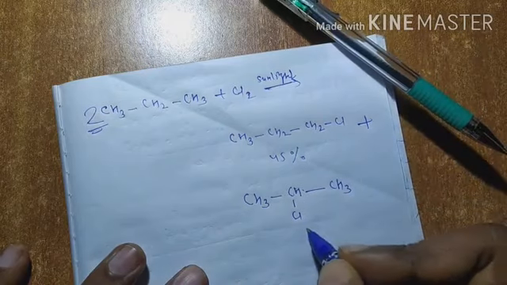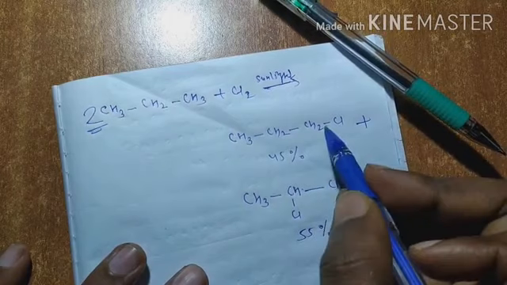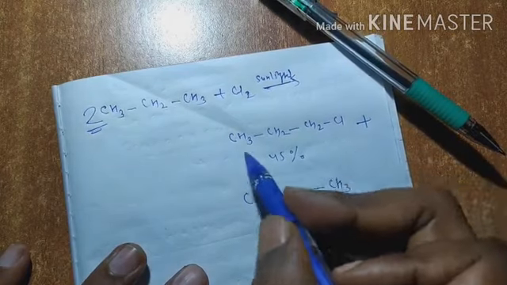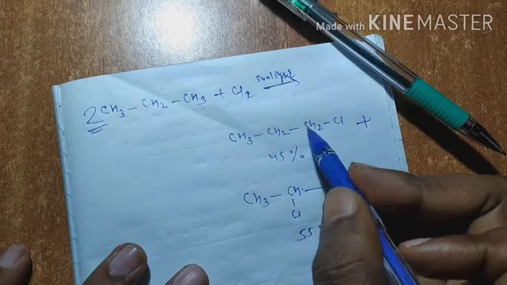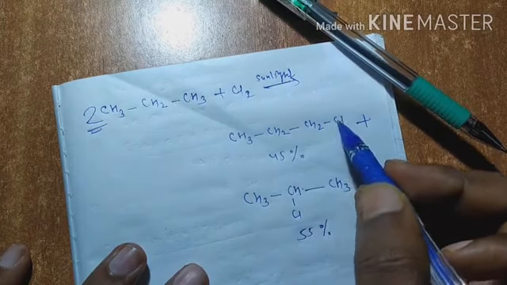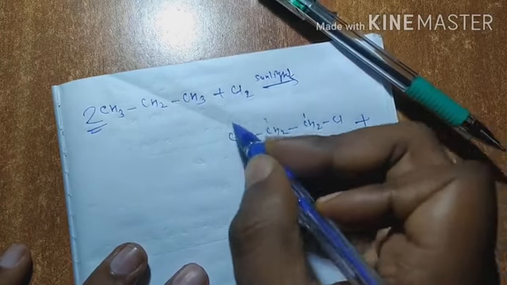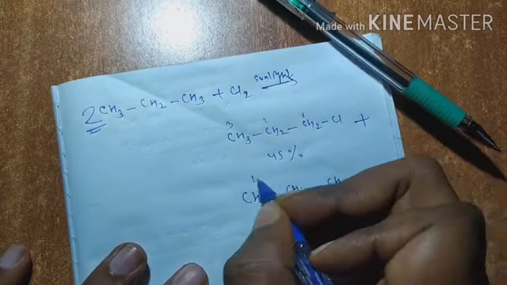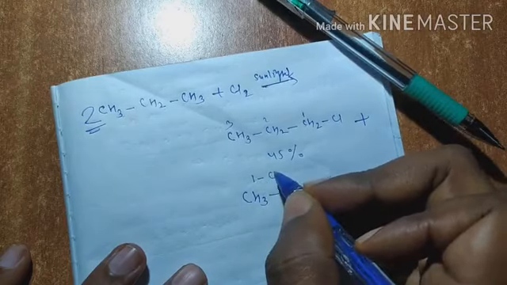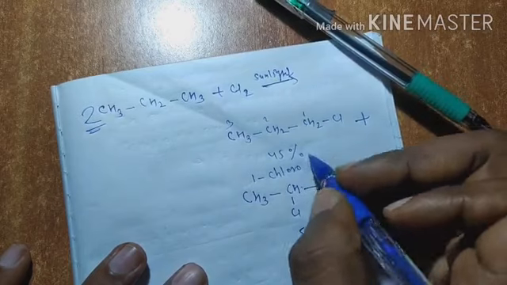This forms 55%. If you want to write the IUPAC name of these molecules, the number of carbons is 1, 2, 3. Here is the halo family, so for halo we use a prefix. This is on the first carbon atom, 1, 2, 3. 1-chloro, 1-chloropropane.